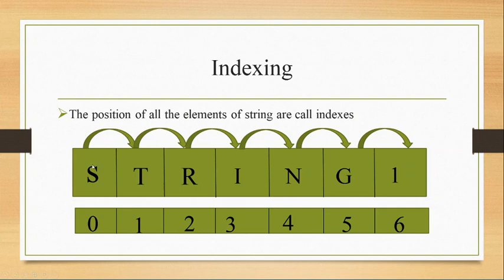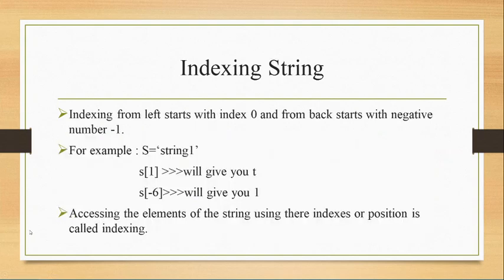Again, each position is marked with some number. For s, 0; for t, 1. These positions are called indexes. We can access the elements in a string using these indexes. These indexes are also called offsets. Indexes from the left start with index 0 and from the back they start with the negative number -1.